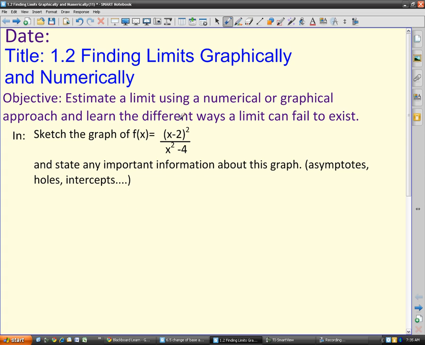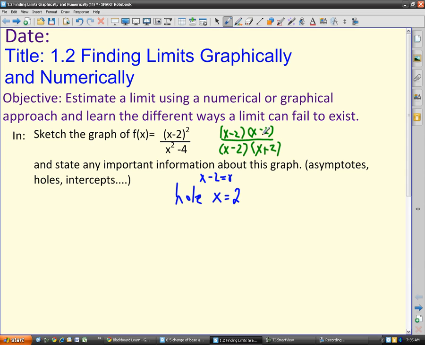So by looking at this graph, if I was to write this out in factored form, I would have x minus 2 times x minus 2 on top, and on the bottom, I'm going to have x minus 2 and x plus 2. So knowing this, this x minus 2 over x minus 2 becomes a hole in the graph. So I have a hole in the graph at x equals 2. If I set x minus 2 equal to 0, that's where I get my hole at 2.